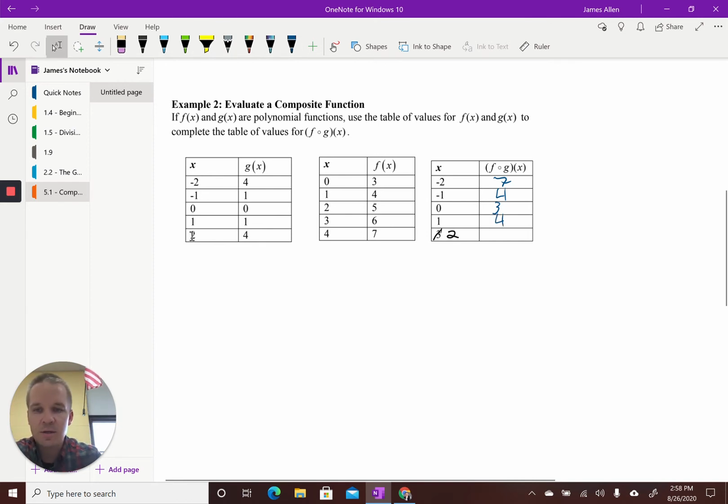And then the last one, 2, being substituted into g, so g of 2 gives me 4. If I plug 4 into f of x, I get 7. All right. You'll notice there was a minor mistake here on the notes, so I fixed that for you if you decided to print them out.